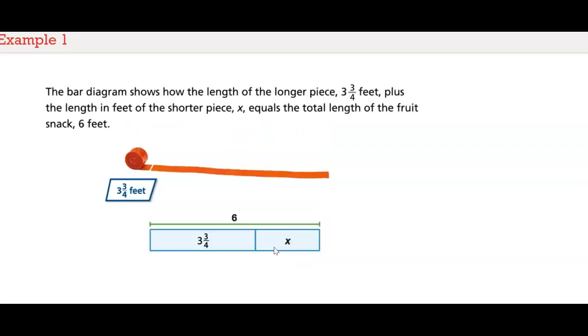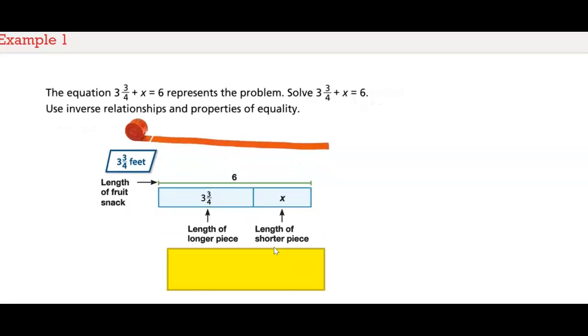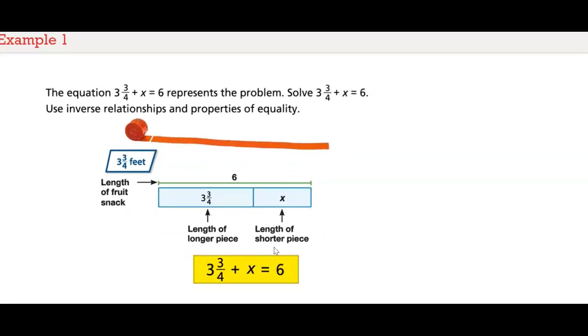The bar diagram shows how the length of the longer piece, 3 3/4 feet, plus the length in feet of the shorter piece, x, equals the total length of the fruit snack, 6 feet. The equation 3 3/4 plus x equals 6 represents the problem. Solve 3 3/4 plus x equals 6. Use inverse relationships and properties of equality.